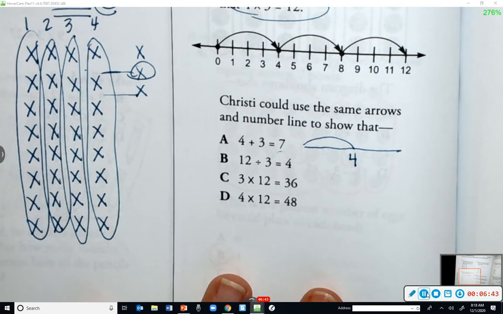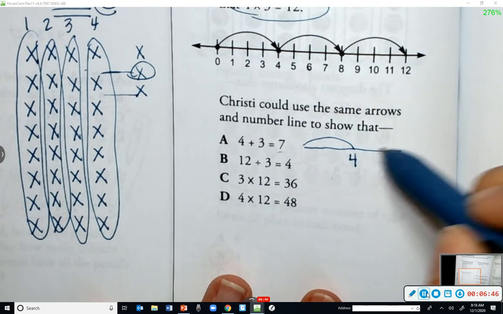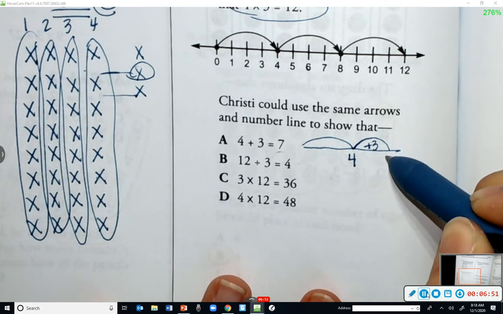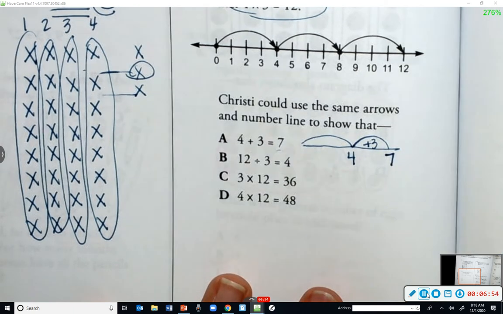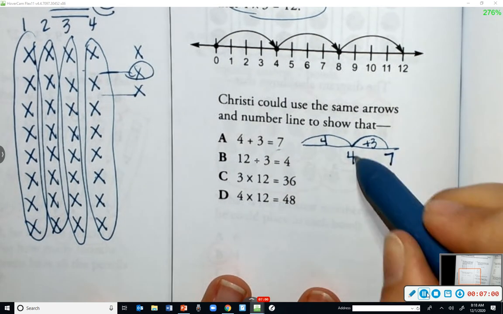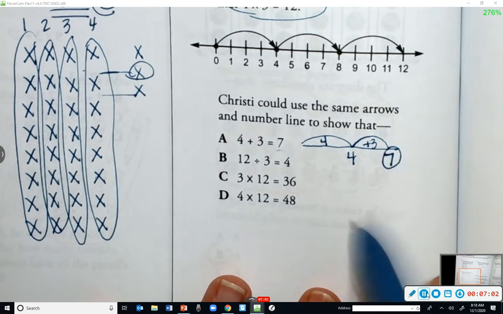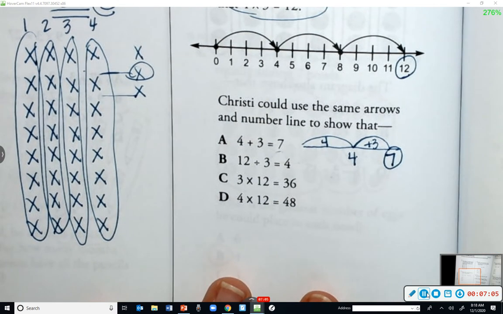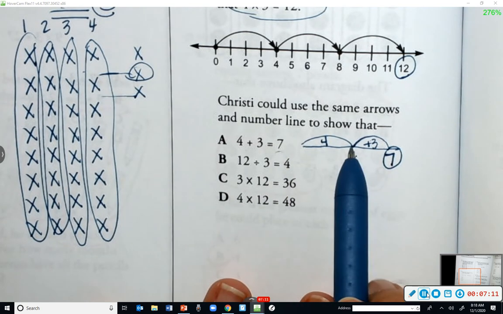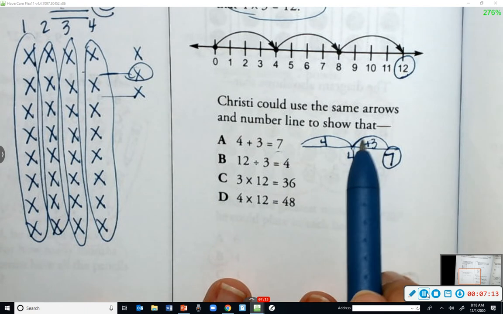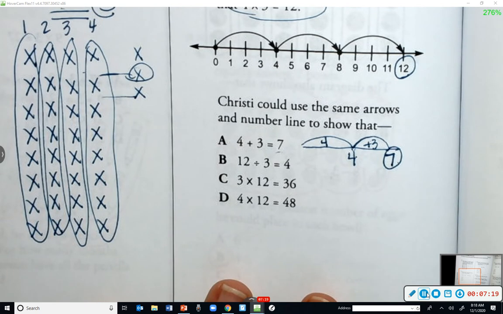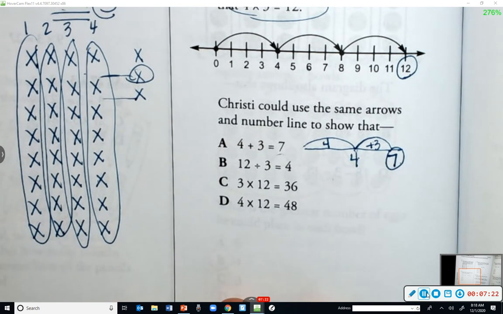I would do another jump of what? 3. We jumped 4 and then we jumped 3, so that would land at 7, not at 12. Okay. Does that make sense? Yeah. 4 plus 3, so we do one jump of 4, and then we jump 3 spaces and we land at 7. Now, 12 divided by 3 equals 4. Yes.